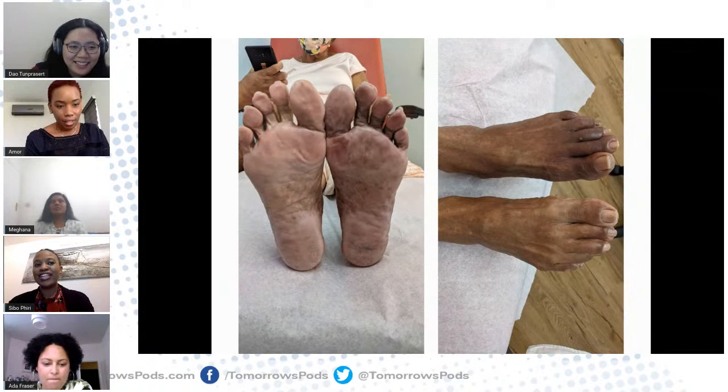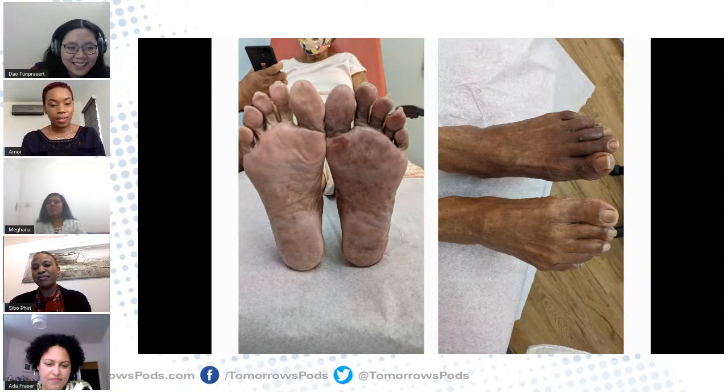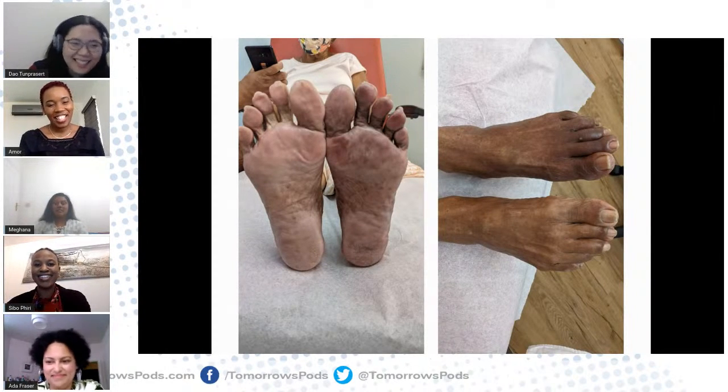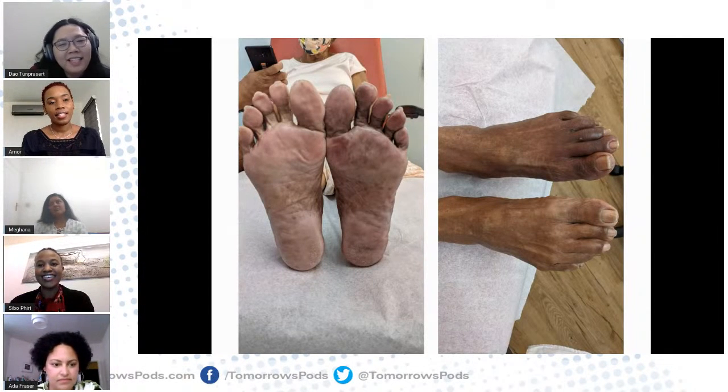Possibly pigmentation due to skin damage. Okay, which one? Oh, I'm not sure. I don't want to. Amor, would you be able to maybe share a little bit more?